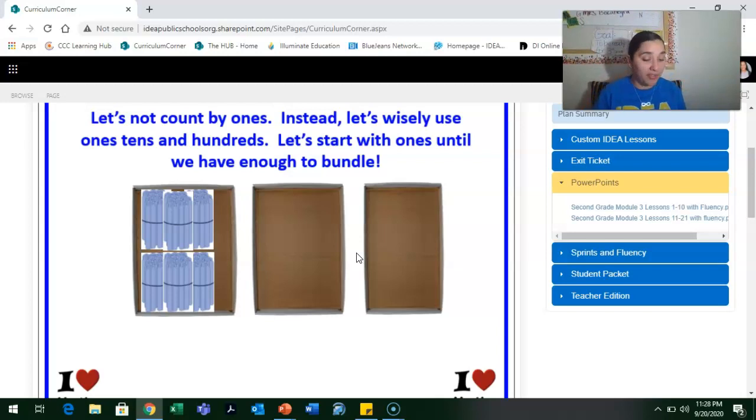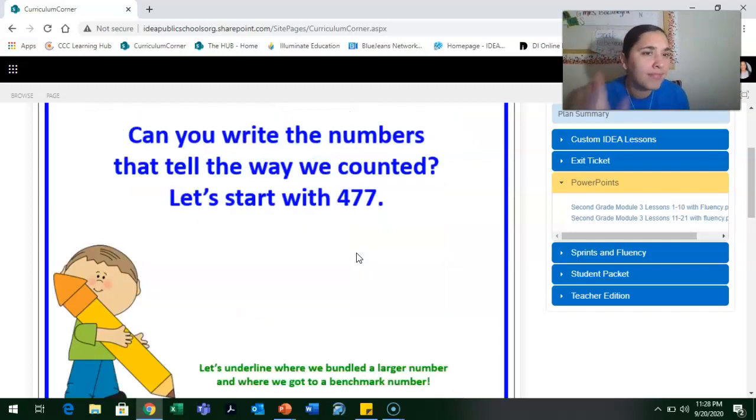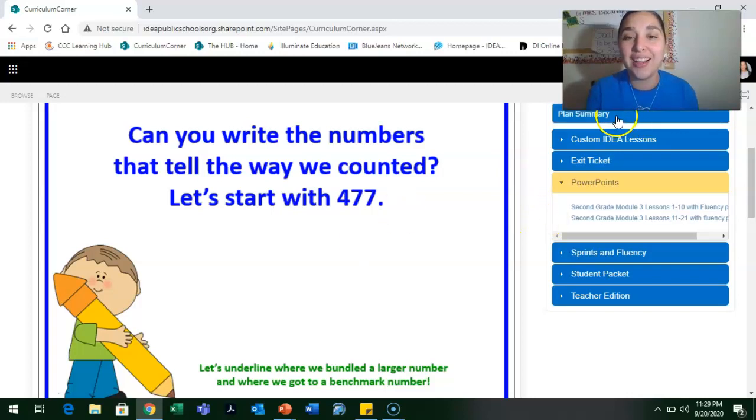Now, the next part that we have to do is, can we write the numbers the way we count it, starting with 477. So we're going to get our line paper and we're going to write those numbers. So I'm going to give you 10 seconds to get your line paper. 10, 9, 8, 7, 6, 5, 4, 3, 2, 1, 0.